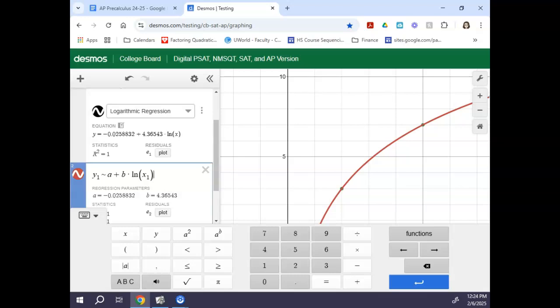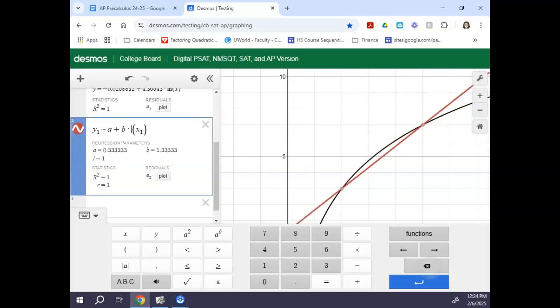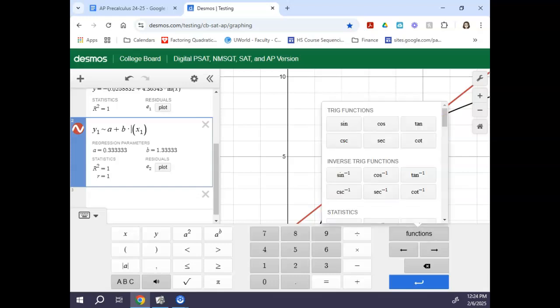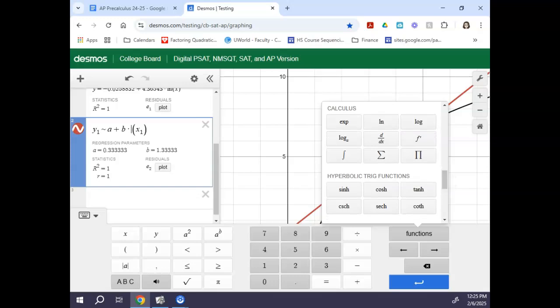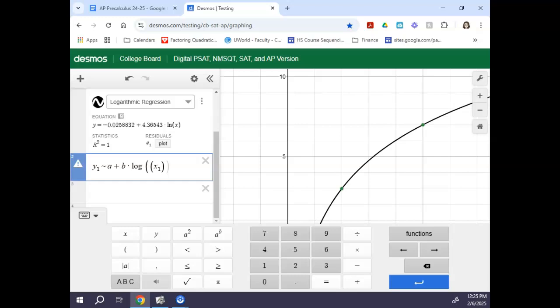Now, since what I want is log base 2, I can arrow over, and you can use your arrow keys on your computer even. Then I can back out the natural log, right? You can use your keyboard and type in LOG, but I don't have my keyboard. So you could also go to functions and scroll down to log and log base A. I want the log base A, so I can put the 2 in there.